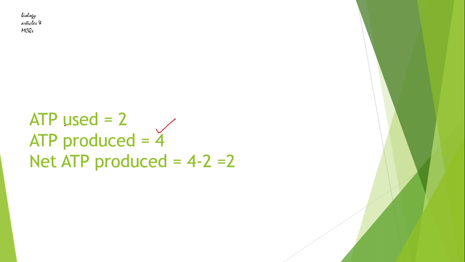Previously, we have seen that the ATP used were 2. One ATP was used in the first step and the second ATP in the third step. Now the total number of ATP produced is 4: 2 in the 7th step and 2 in the last step. So if we talk about the net production of ATP, there will be 2 ATPs produced in net amount, because 4 are produced, out of which 2 are used. So the remaining net production of ATP is only 2.